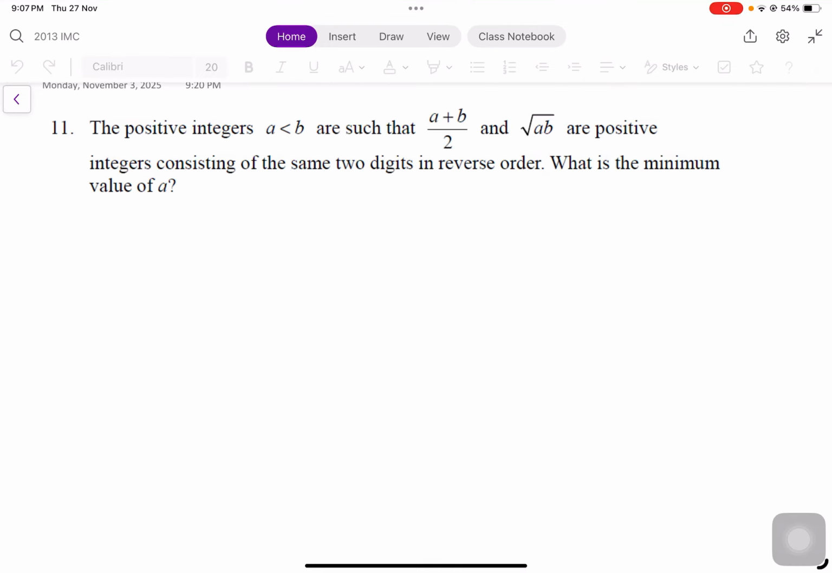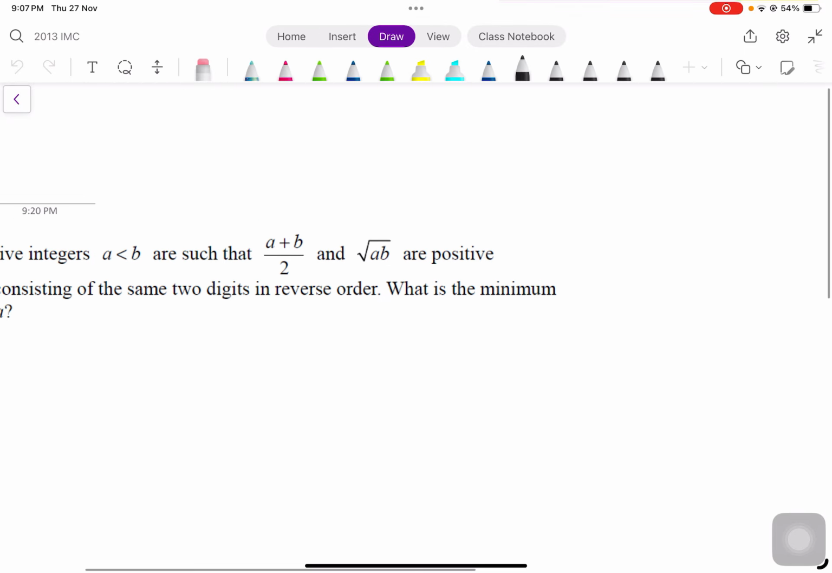The positive integers a is less than b are such that (a plus b)/2 and the square root of ab are positive integers consisting of the same two-digit number in reverse order. What is the minimum value of a? All right, that means what they are trying to say is like this.